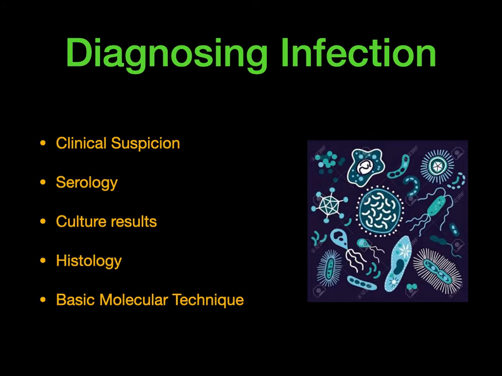So how do we diagnose infections? Infections are diagnosed on clinical suspicion, serology, the culture and the tests that we do to grow the organism, the histology, and there are certain basic molecular techniques, which are evolving over the last few years, that play an important role in diagnosing these infections.